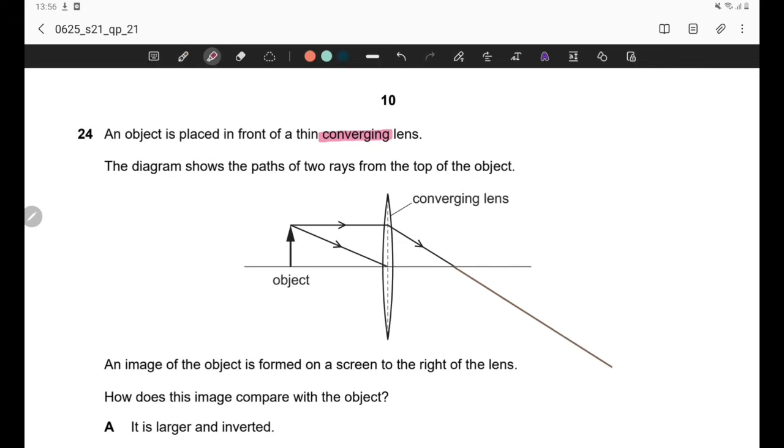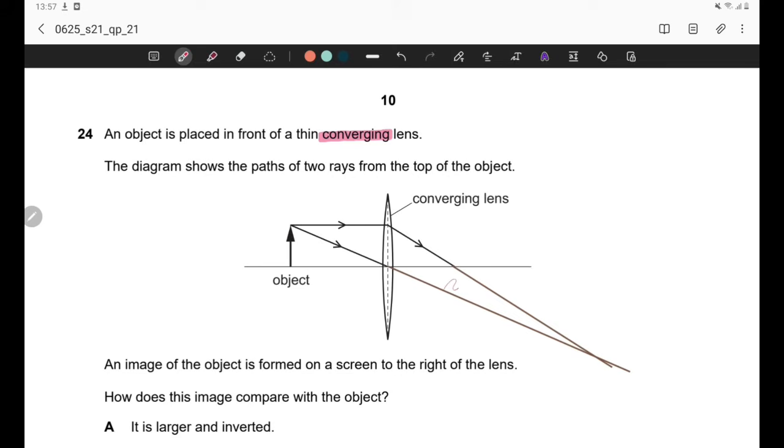Likewise, we can extend the other ray, the ray which is passing through the center of the lens, which won't deviate but will move straight. So any ray which is passing through the center of the lens will always move straight without any refraction or deviation. So we can complete the second ray by extending it with a ruler as a straight line.